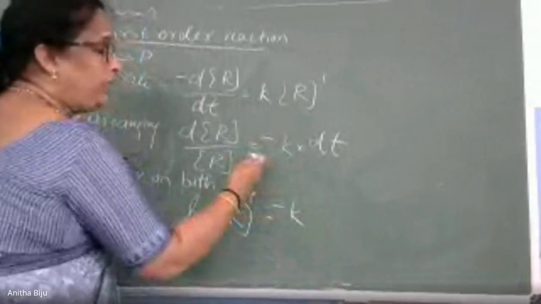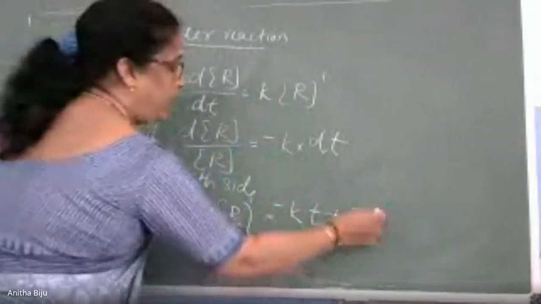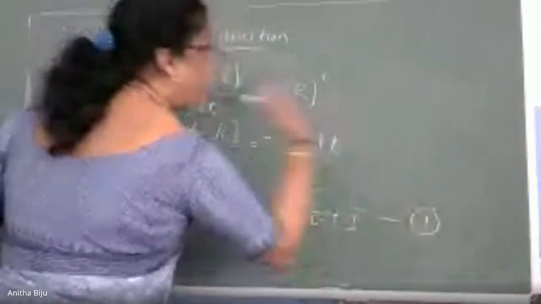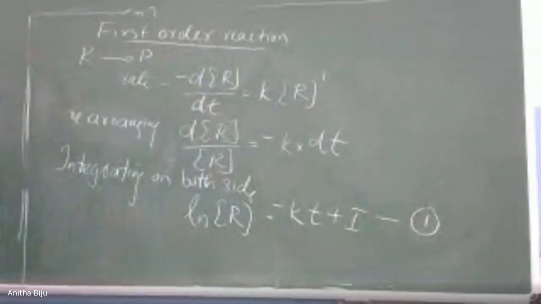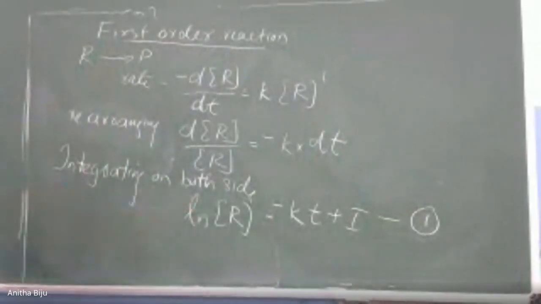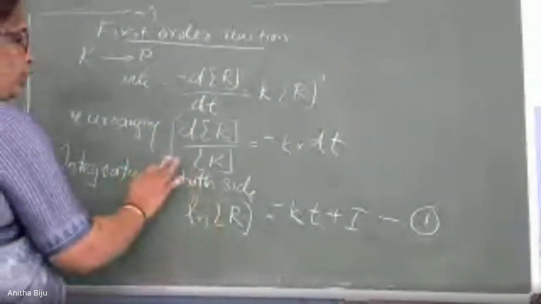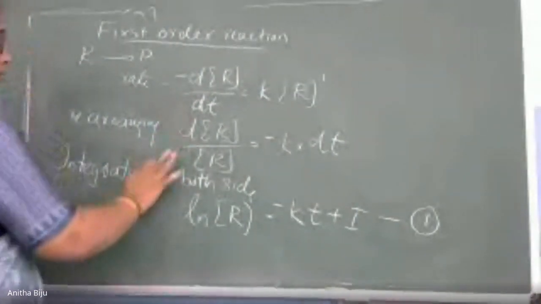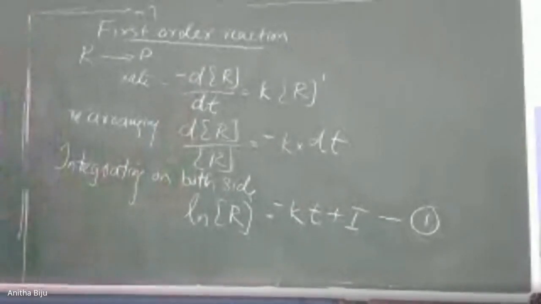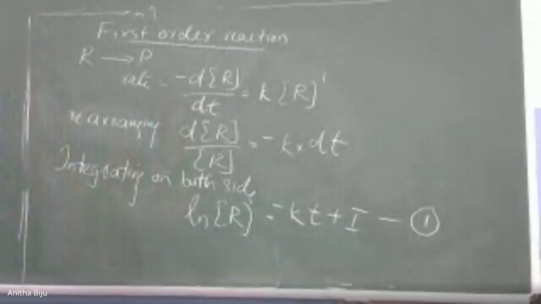out of the integral symbol, k into t plus I. Equation number 1, where I is called the integration constant. Quickly write up to here, because this on integration, this is mathematics. This on integration, being a logarithm to the base e, ln r equals minus k into t plus I, where I is called the integration constant.